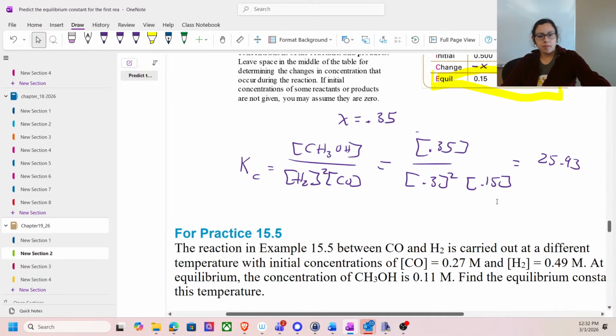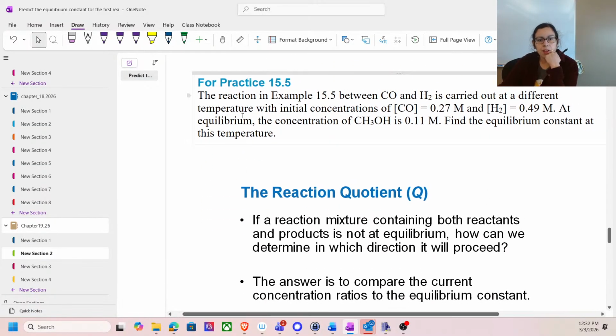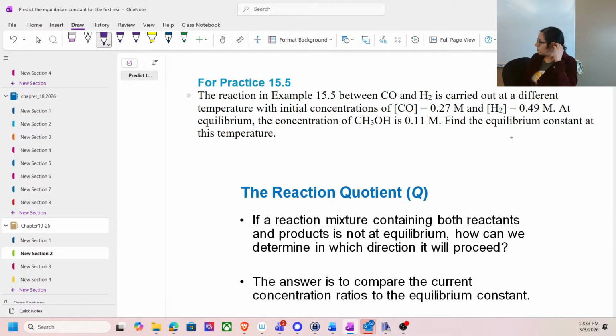All right, let's try it again. Now it says our reaction above is carried out at a different temperature. So different temperature, different equilibrium value. And initial concentrations of 0.27 molar of CO2, 0.49 of H2. And this time it tells us at equilibrium, the concentration is 0.11 molar. So how would you find the equilibrium constant? I'll let you try that for a few minutes on your own, and then we'll make sure everybody's on the correct path.